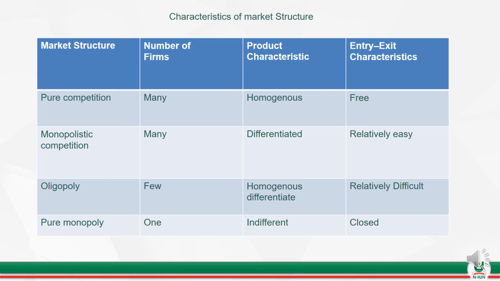Exit and entrance is relatively easy. We have the oligopoly, which has a few number of firms. It is heterogeneous in nature and differentiated, so we have relative difficulties in entering the market. We also have pure monopoly, where we have only one firm. The products cannot be differentiated; they remain the same. Market exit and entrance is closed. So these are all considered in business.